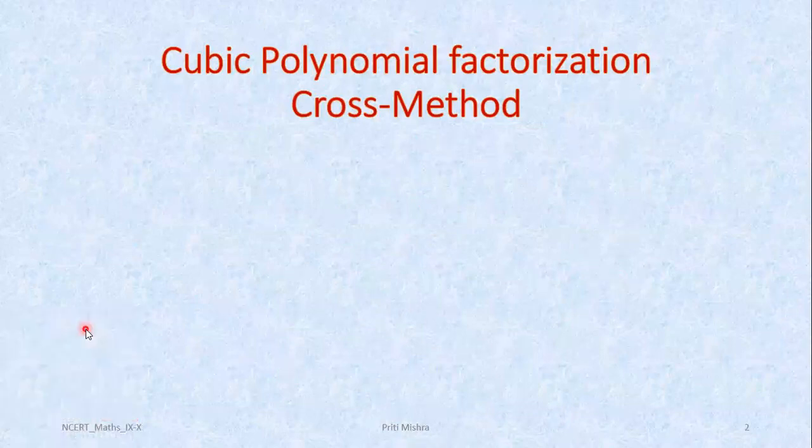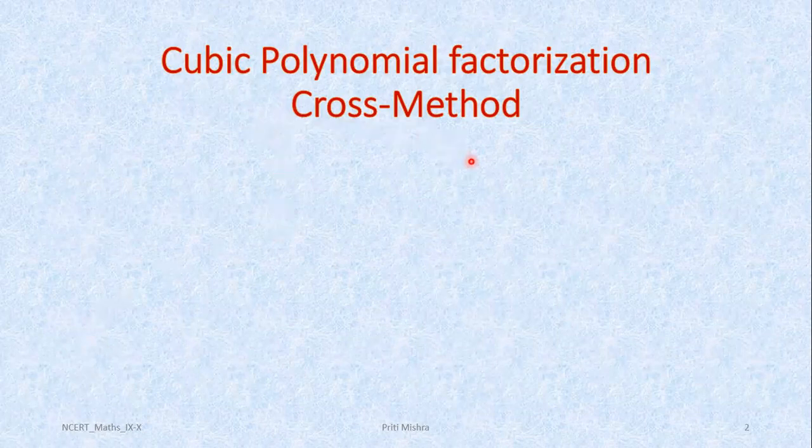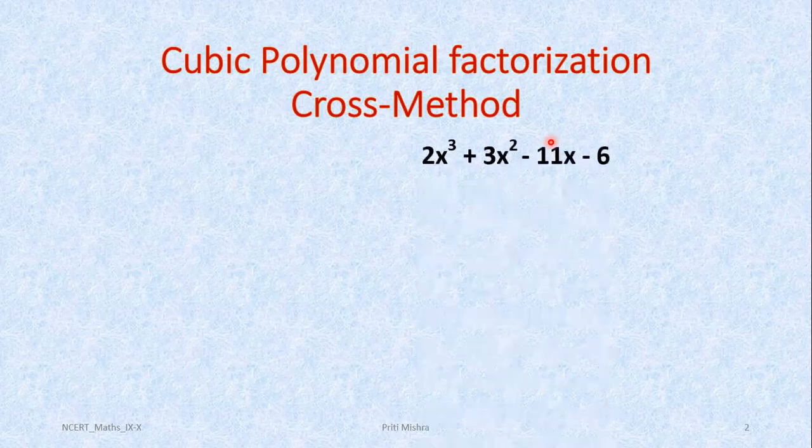I am back with the shortcut method to factorize a cubic polynomial, that is the cross method. This method is very helpful for various competitions. So let's have a cubic polynomial. I am having here 2x cubed plus 3x square minus 11x minus 6.